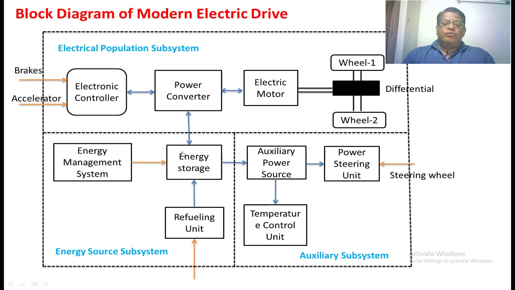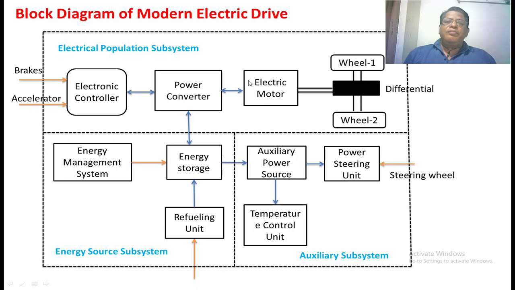Whatever source is available here will be converted into AC voltage with the help of the electronic controller. The main function of this electronic controller is that it will generate pulses to the power converter so that the DC voltage will be converted into the AC voltage. The input for the electronic controller is the brakes and accelerator. These two will be operated by the driver. This is nothing but an electrical propulsion system.